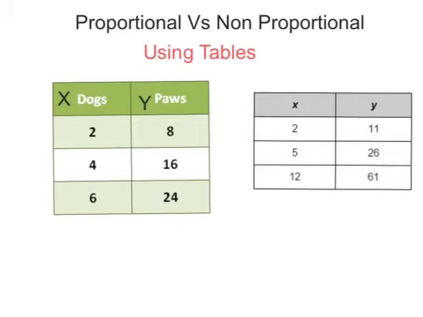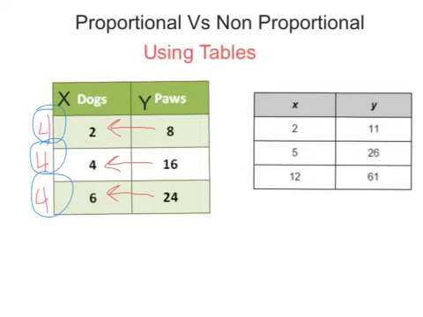To determine if a table is proportional or not, you will use the same method you use for constant rate of change. You take your y and divide it by the x. So 8 divided by 2 is 4. 16 divided by 4 is 4. And 24 divided by 6 is 4. Because you got the same number every single time, this is a proportional relationship.